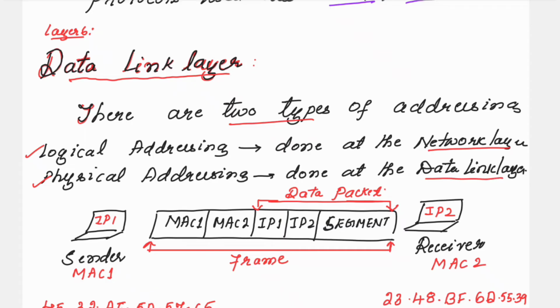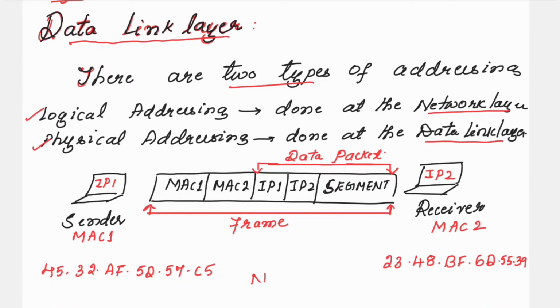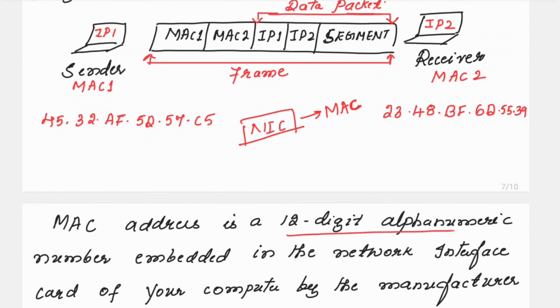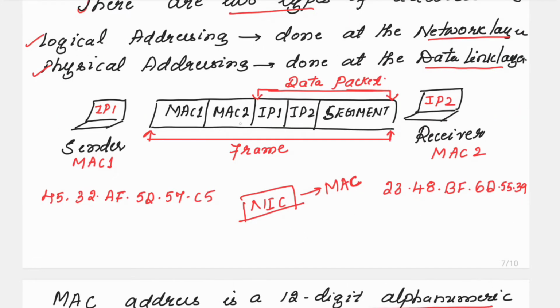So physical addressing, how to find out? For your system, for your machine, for your device, on the network interface card is printed one address, and that address is called the physical address or the MAC address. This MAC address is a 12-digit alphanumeric number. It is embedded in the network interface card of your computer. The data link layer will include the MAC address of the receiver, that is the destination host, and the MAC address of the sender, that is the source host. So these two addresses will also get included.